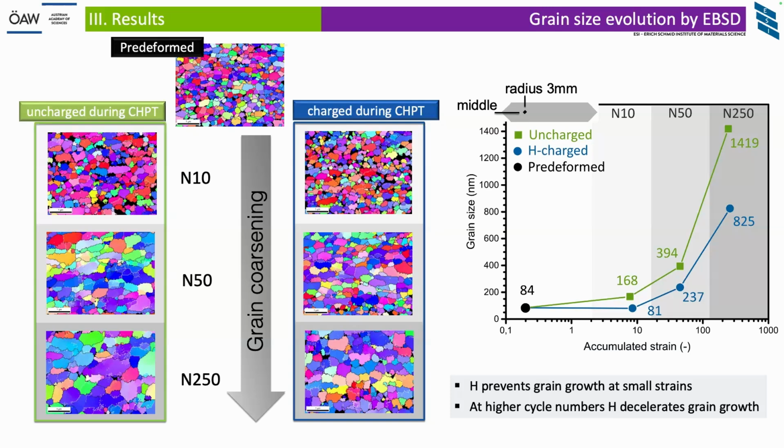But in any case, what was interesting to see is even at the larger cycling numbers, so at the larger strains, hydrogen slows down the migration of high angle grain boundaries. So there must still be hydrogen present at the boundaries.